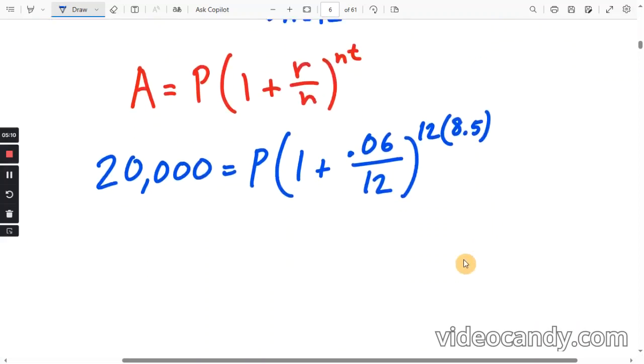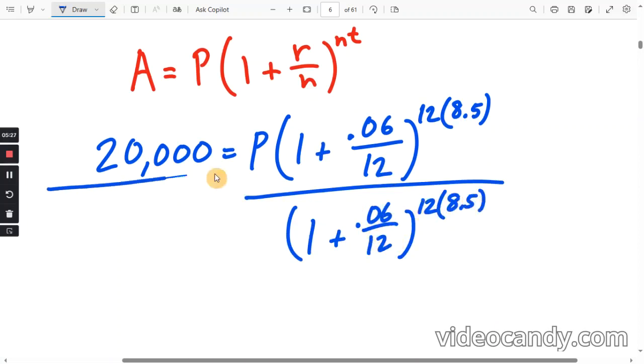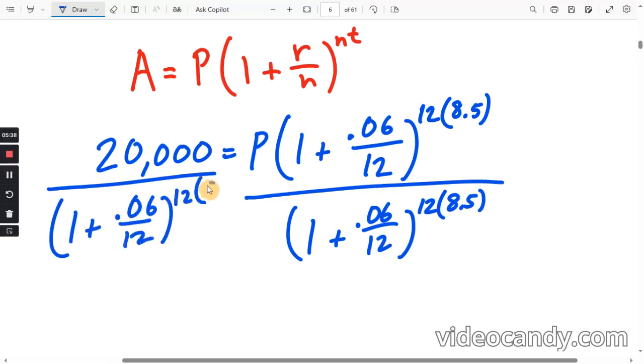So finally, solving for P, we are just going to divide by this whole thing right here. We're just dividing by the same thing because P is multiplied by this whole thing, and the opposite of multiplying by that is dividing by that. So 1 plus 0.06 divided by 12 to the power of 12 times 8.5. On the right-hand side, the same thing over itself just cancels, and we're left with P, and I'm going to do this on the calculator.